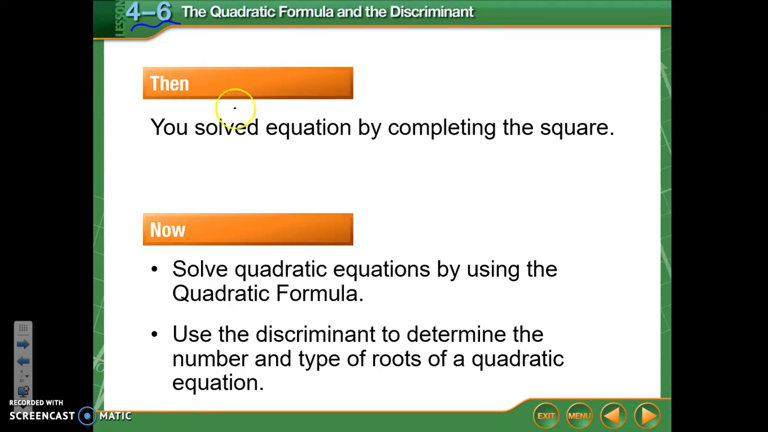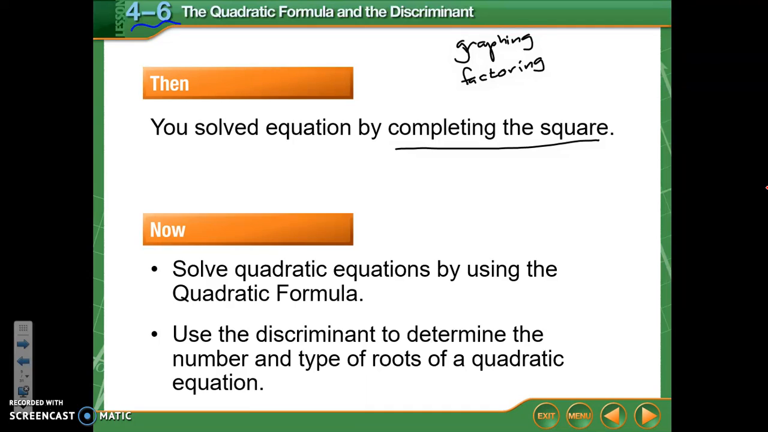So far in this chapter we have talked about solving by graphing. We have solved by factoring. We have solved by completing the square, which is what we did in section 5. And today we're going to learn to solve by quadratic formula. So at the end of this we will have 4 different techniques for solving quadratic equations.